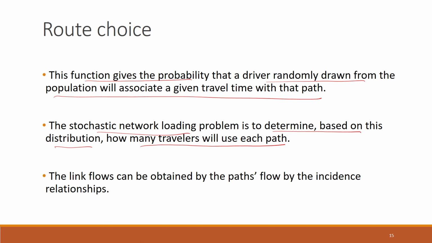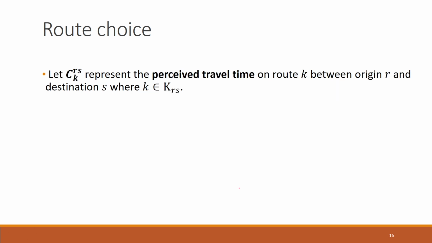Once we have obtained all the path flows, we can obtain the link flows also, by using the incidence relationship that we have seen before. If you remember, we had x_a equal to this triple summation of f^{krs} times delta_a^{krs}. That is how the path flows are related to the link flows. So once we are able to find the path flows, we can determine the link flows also.